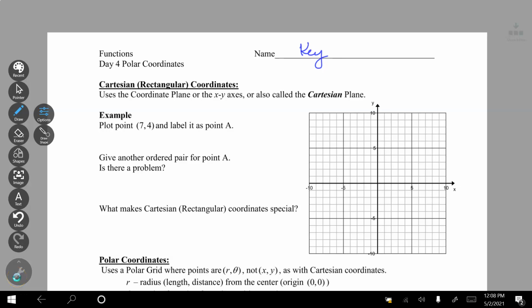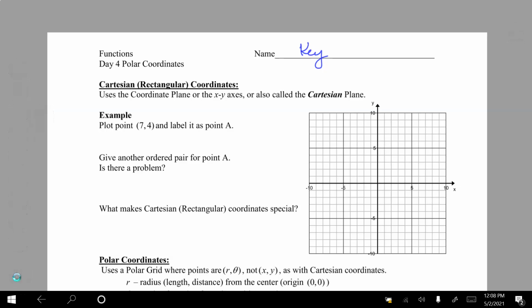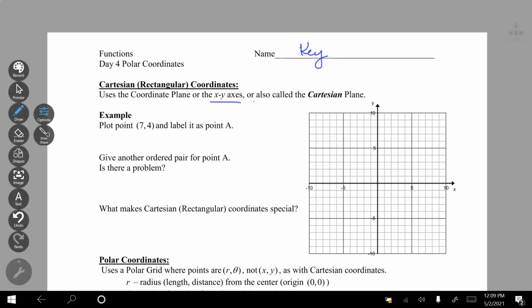Welcome to day 4, polar coordinates. We're going to do something a little bit different today. We've been used to doing everything in what we call the Cartesian coordinates, or rectangular coordinates, the XY axis, called the Cartesian plane. Today we're going to do things on a polar coordinate grid.